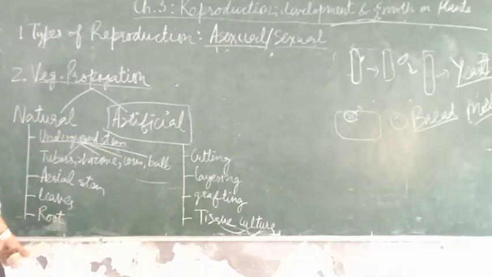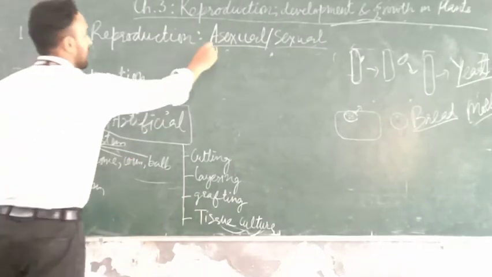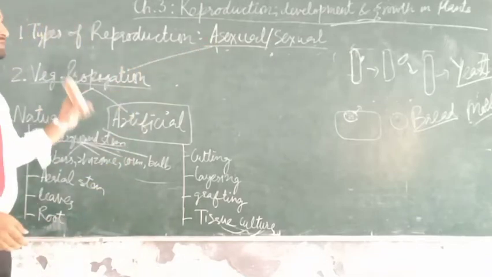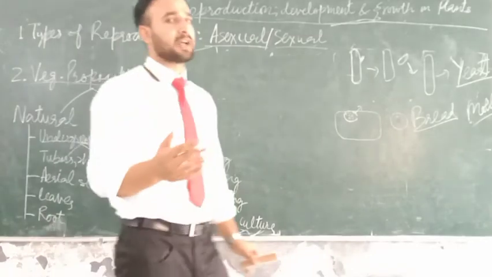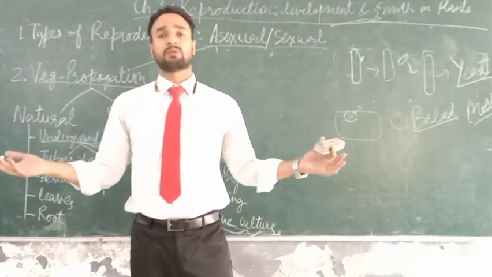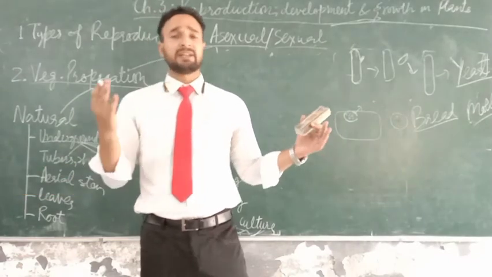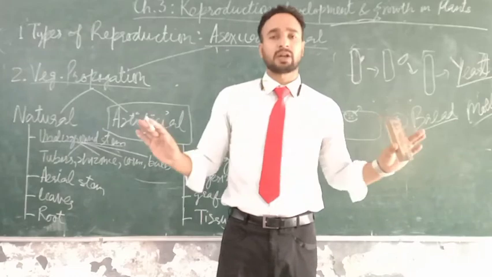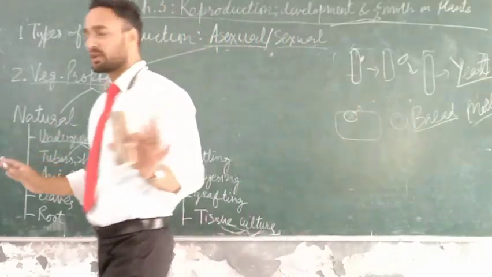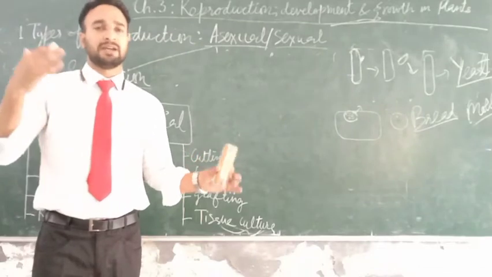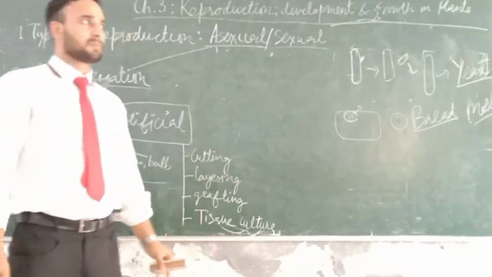What is vegetative reproduction? It is a type of asexual reproduction. Why? Because in vegetative reproduction there is no requirement of both the parents, and there is no formation of gametes. Gametes are not involved in vegetative reproduction. So vegetative reproduction is a type of asexual reproduction.